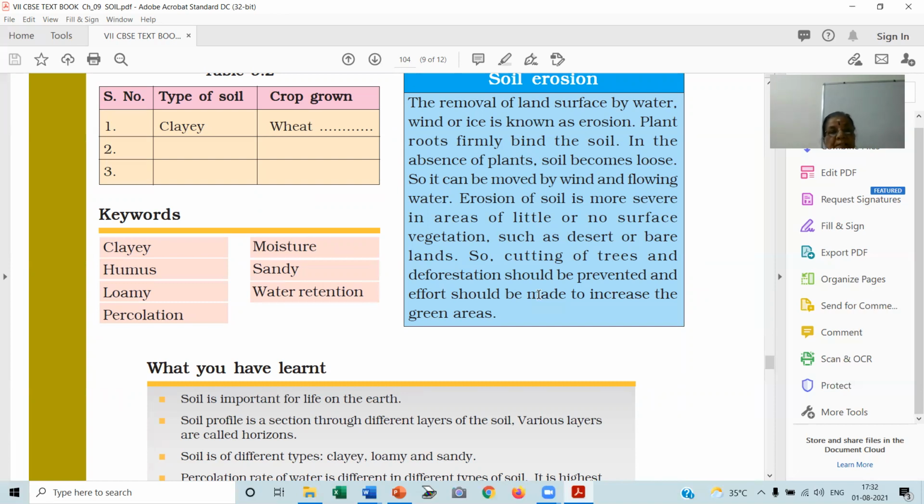Now the keywords in the lesson: clayey soil, humus, loamy soil, percolation rate, moisture, sandy soil and water retention.